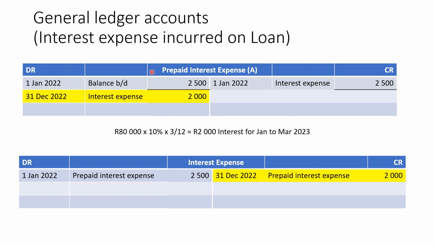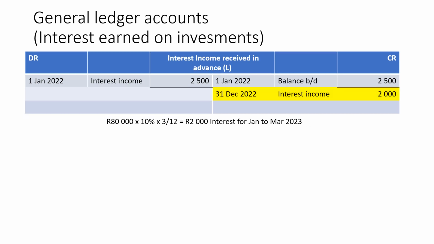So in my general ledger account for the interest expense incurred on the loan, I would now at the end of the year have a 2,000 Rand balance in my prepaid interest expense account, and then in the interest expense account itself, that 2,000 Rand would get taken out on the credit side. So that's the interest expense for the following year, January to March 2023.